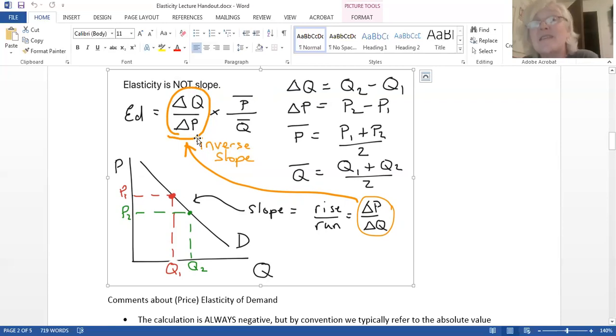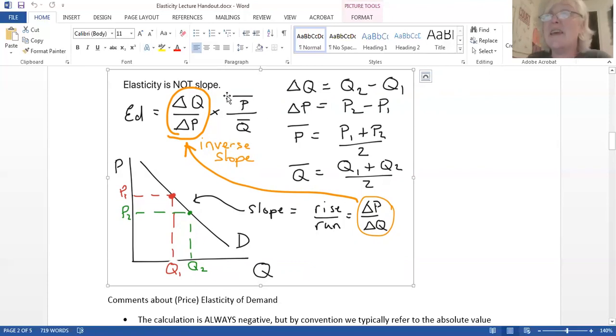And so basically what this is, if you're thinking about those calculus people out there, this is the slope of the line evaluated at the midpoint between those points. So this is evaluated at the midpoint. That's what that means.